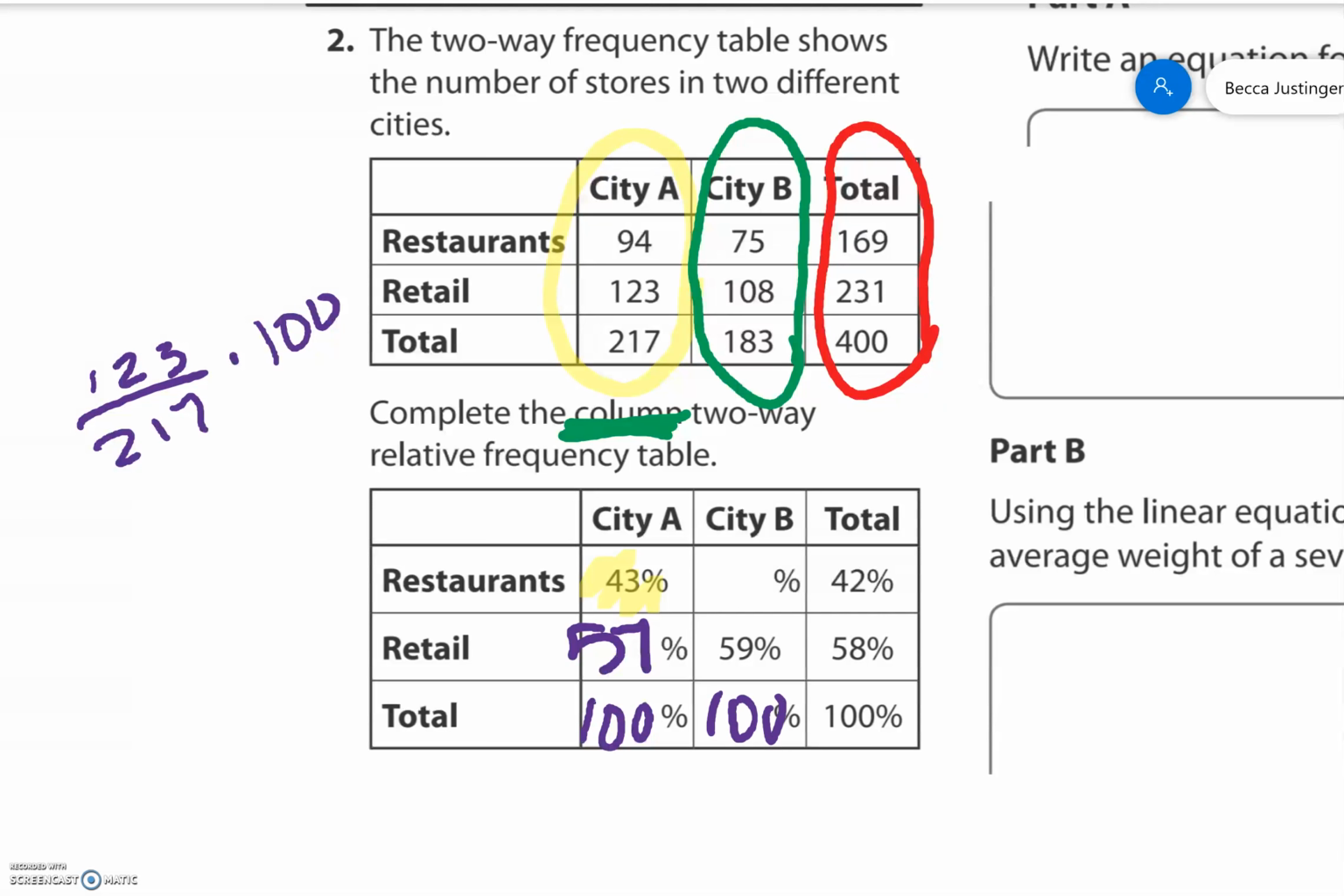Since it's a column frequency table, all the totals for the columns should be 100%. Then restaurants in city B is 75. Out of total in city B is 183. So we do 75 divided by 183 times 100 equals 41%.